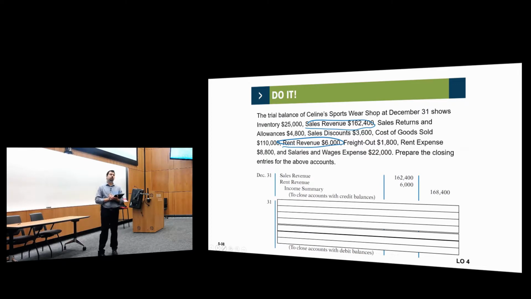Next, what do we do? So that was the first entry, first closing entry. Remember, you have 4 closing entries. First closing entry was to debit the credit accounts. Now we credit debit accounts. So what do we have? Okay. What about inventory? You debit it or credit it?